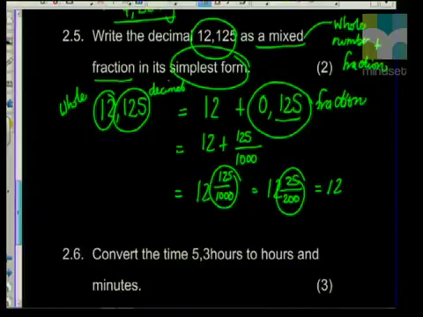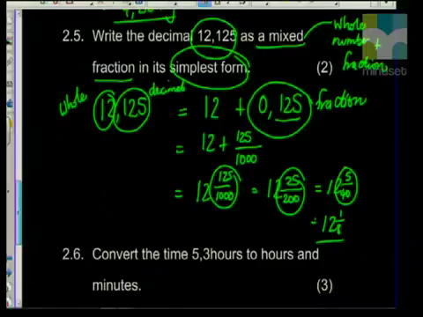I know that these two can be divided by 5. So 25 divided by 5 is 5, and 200 divided by 5 is 40. Still not in its simplest form, so I'm going to then divide them by 5 again. So 5 divided by 5 is 1, and 40 divided by 5 is 8. So that is it in its simplest form.